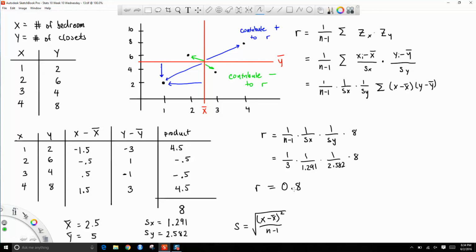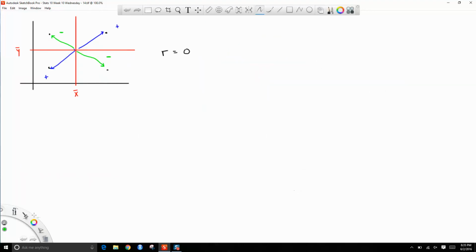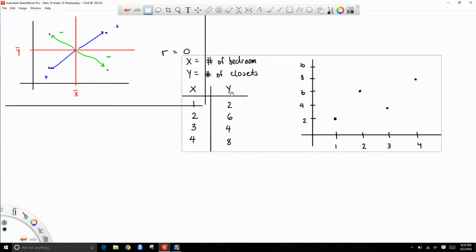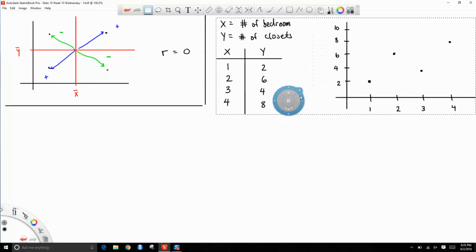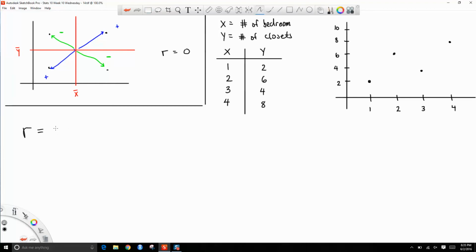Okay, let's go back to this. In this data set we said R ends up being equal to 0.8. And so the question now is: is this significantly different from 0? Is R equal to 0.8 significantly different from 0?